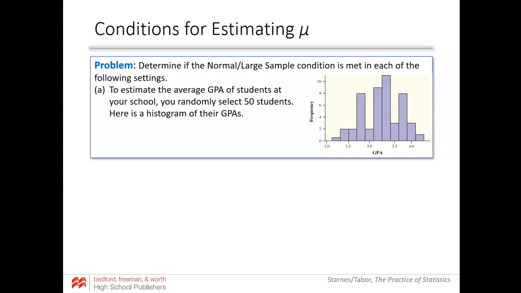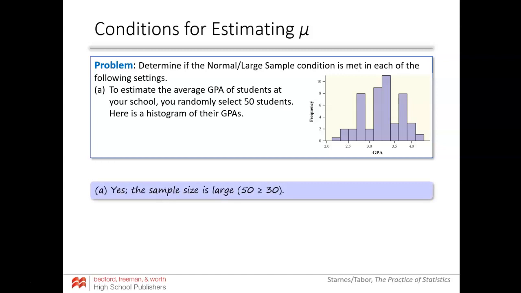All right, so here's an example of some data. We have the average GPA of students at your school, and you randomly select 50 students for your sample. Here's a histogram. Well, that's great, but I don't really need the histogram because 50 is bigger than 30, so the sample size is large enough. That means I have met the normal/large sample condition.